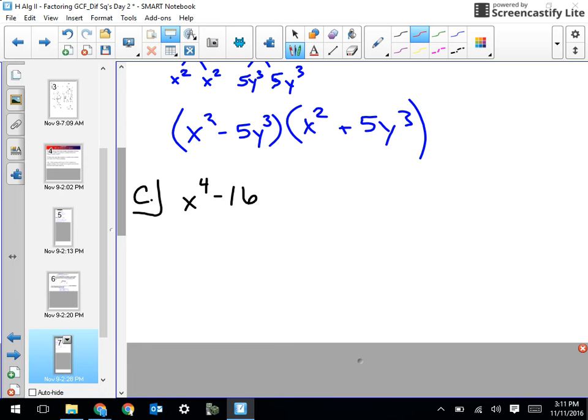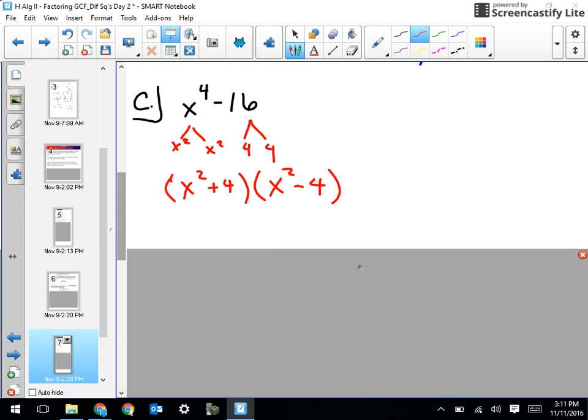X to the fourth, that's an x squared, right? And this is obviously 4 and 4. Okay, so we've got an x squared plus 4. You could put minus or plus first. It doesn't really matter. For my purposes here, I'll just do the plus first, and I'll show you why in a second. So I've got x squared plus 4, x squared minus 4. You may think, oh, I'm done.